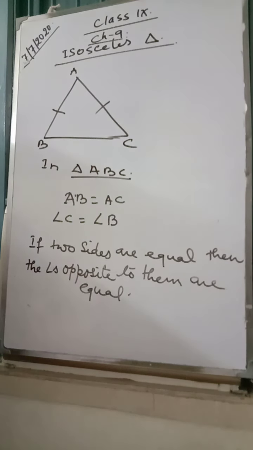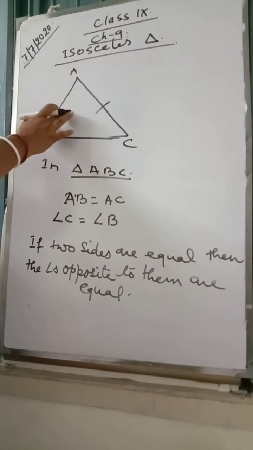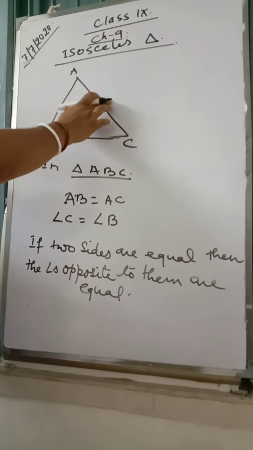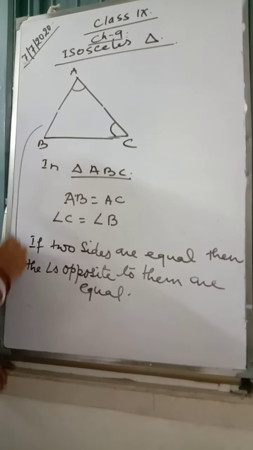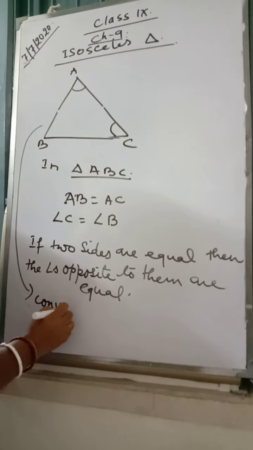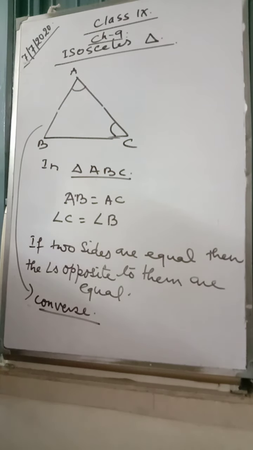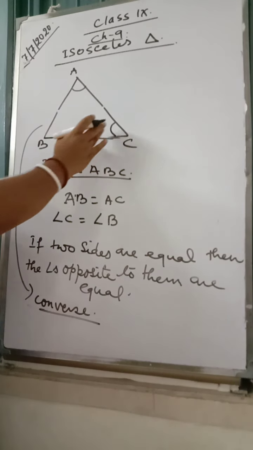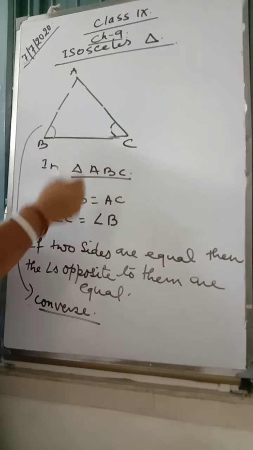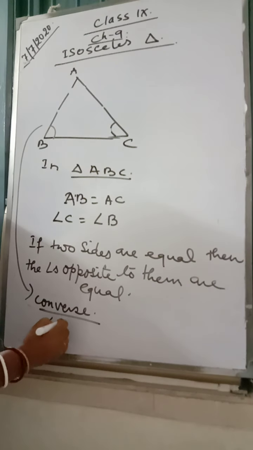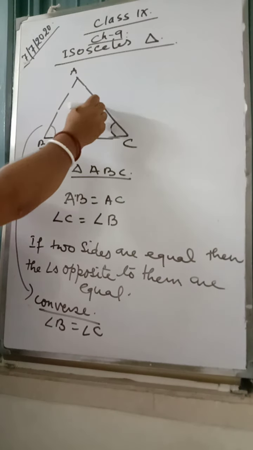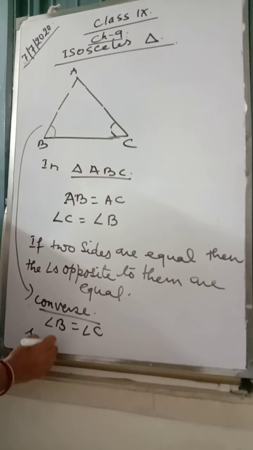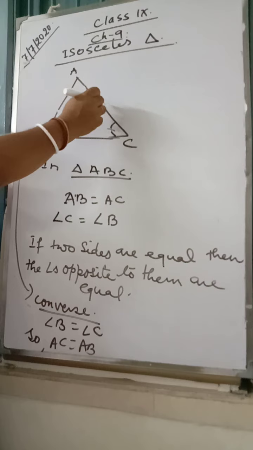If two angles are equal. This is the converse now. If angle A is equal to angle C. Or maybe this angle I am leaving, this angle only I am writing. Angle B is equal to angle C. So the side opposite to angle B is what? So AC would be equal to AB. If the angles are equal, the sides opposite to them are equal.